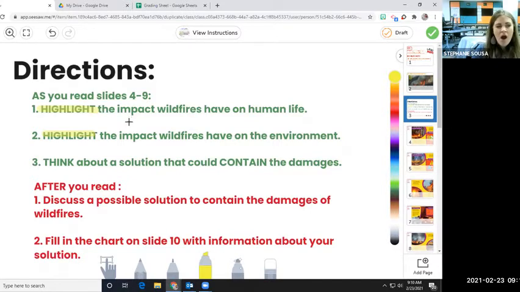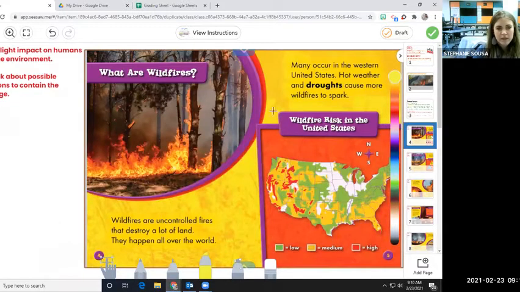Okay. So if you would please go to slide 4, get a highlighter. Yellow probably isn't your best choice because this background is yellow. And look, I'm highlighting right now and you can barely see it. So change that highlighter color to a different color that will show up. And again, a reminder that you're going to highlight the impact that it has on humans and the environment. Okay, so anytime it talks about the damage to humans or the environment, we're going to highlight that. Okay, slide 4, follow along, please.